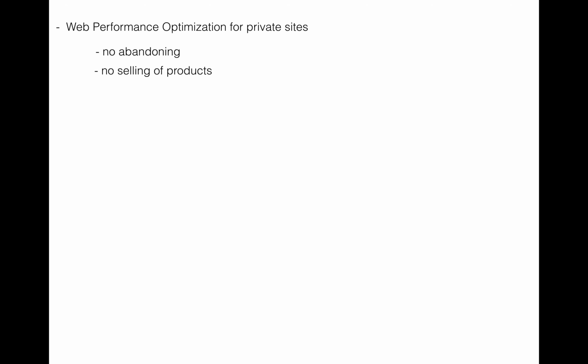In this session, let us discuss web performance optimization for sites that are not public. That is, web performance optimization for internal private sites. Now, internal private sites or internal private web applications corresponding to a particular organization or a particular enterprise typically don't bother about any abandoning probabilities or abandoning rates. And also, such apps are designed not for selling any kind of goods or products.